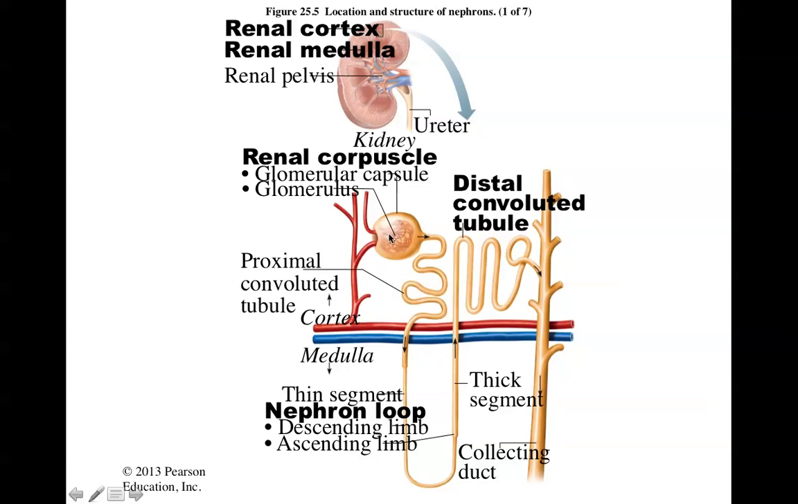Glomeruli, these little blood vessels inside of here, are fed and drained by arterioles. You can see there's an afferent arteriole and an efferent arteriole, which is a little unusual. Usually when you have a blood capillary, it's drained by venules, which are low pressure. In this case, you have arterioles both feeding and draining, which means that the blood is under high pressure throughout.